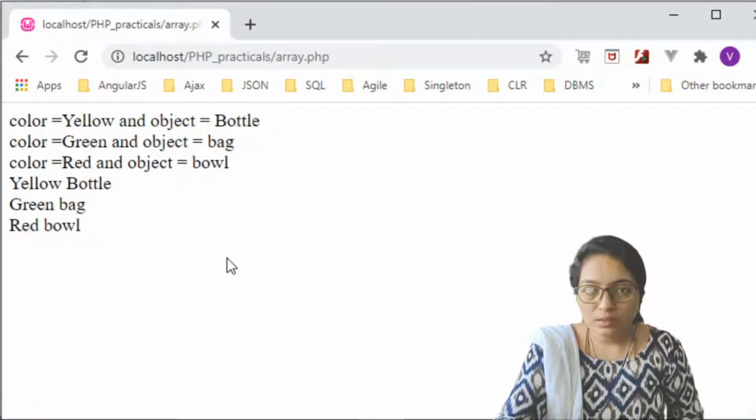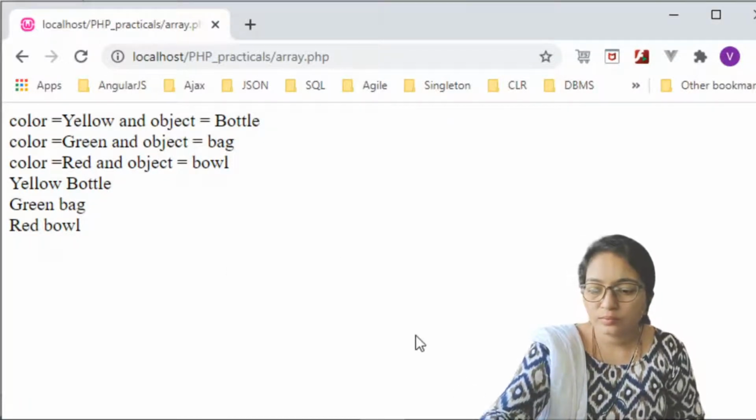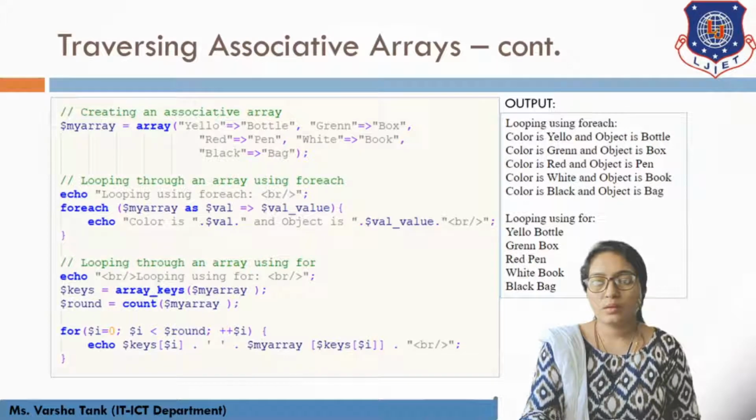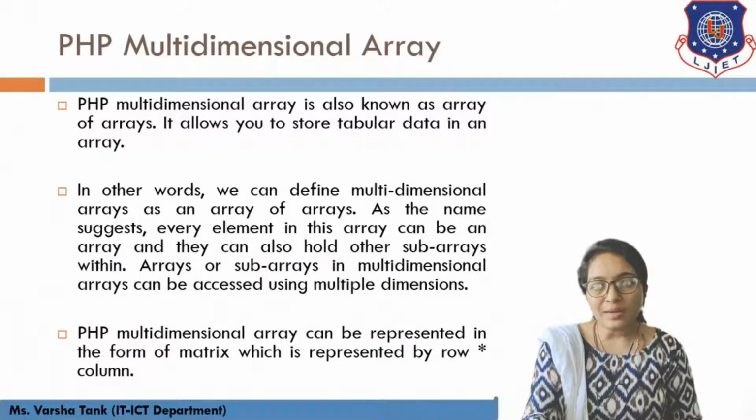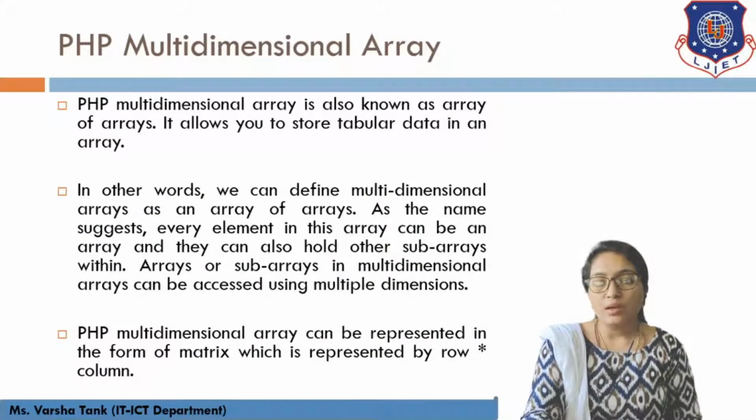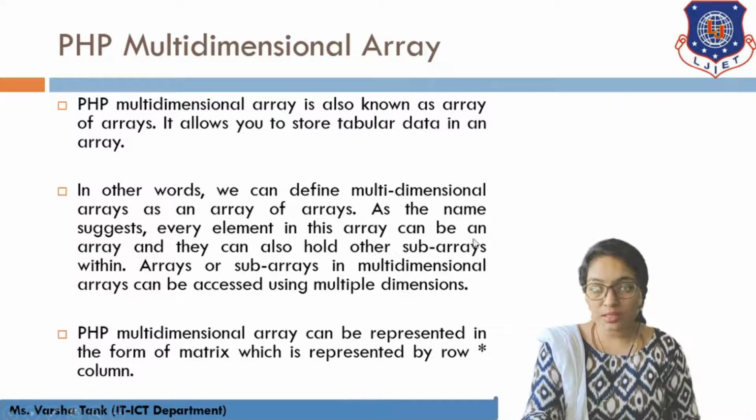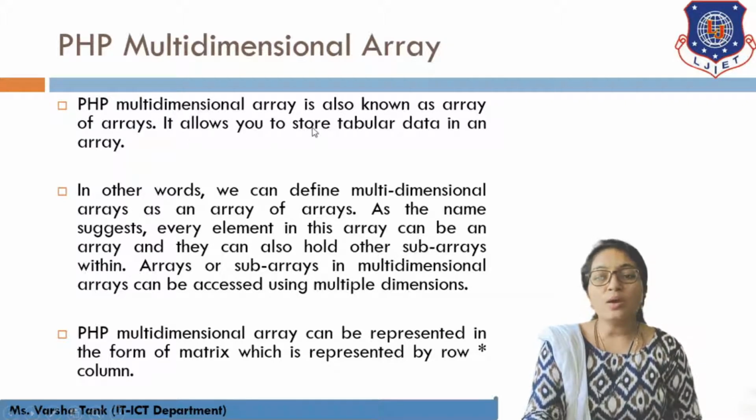Now let's see the last type, that is multidimensional array. Okay, so the last type is a multidimensional array. Now all of you are aware about the multidimensional array, as you have learned in C, and you also have done the practical for the matrix multiplication, matrix displaying, etc. So here the PHP multidimensional array is also known as array of arrays. It allows you to store the tabular data in array.